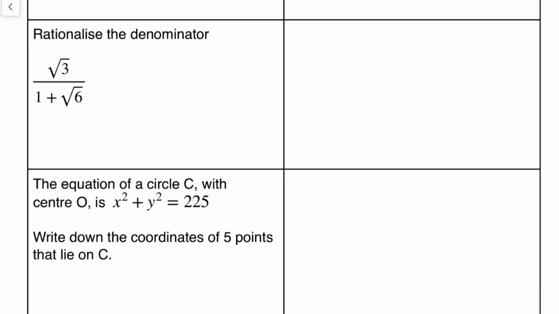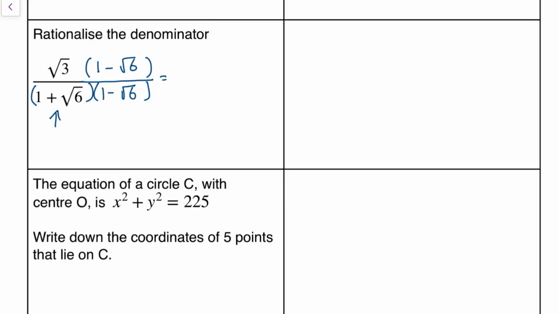Good question. Rationalise the denominator. Now this comes under the absolute, just a skill you need to know. So if you've never seen it before, you won't know how to do it. So you're going to multiply top and bottom by the negative of whatever the thing on the bottom is. So in this case, 1 minus root 6. And you're just going to do that carefully.